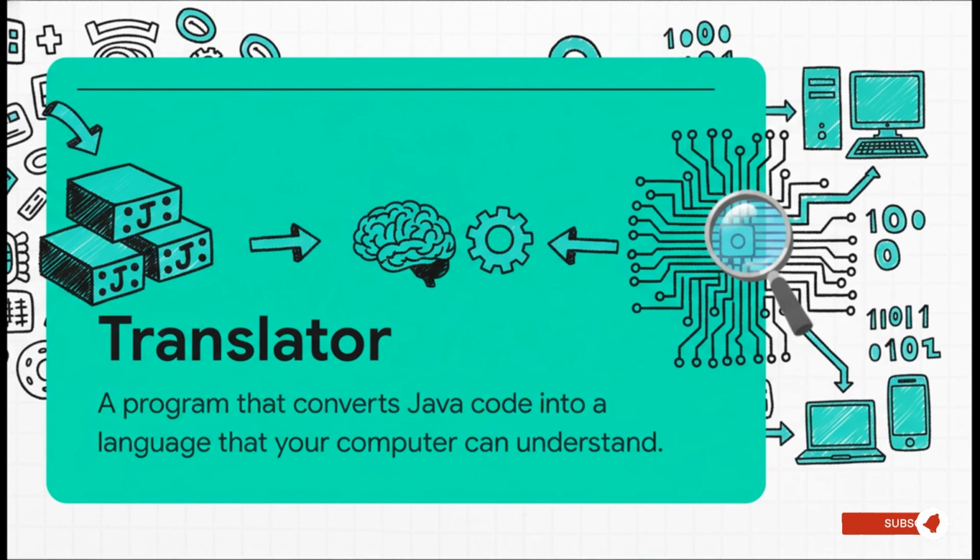It's actually pretty simple. We need a translator. In the coding world, a translator is just a program. Its one and only job is to take code written in a language like Java and turn it into something else, something the computer can actually understand. Think of it as our personal, super fast interpreter.